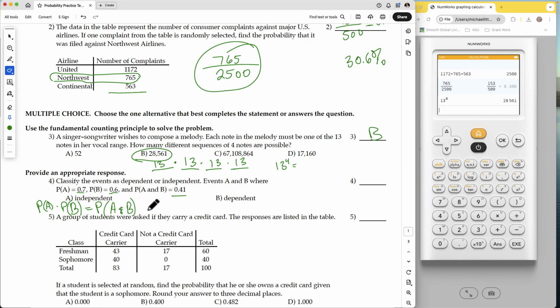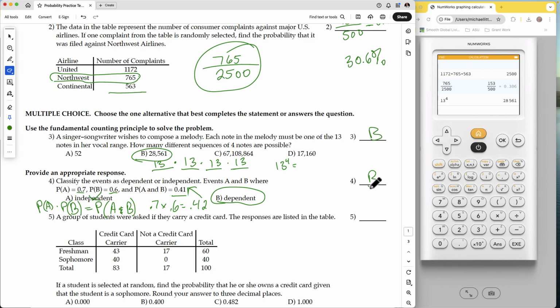So the probability of A times the probability of B is equal to the probability of A and B if they're independent. So let's see. It's 0.7 times 0.6. Is that equal to 0.4? No, it's equal to 0.42. So they are not independent. They have to be dependent because these two are not equal. Okay, so we're going to go with B.